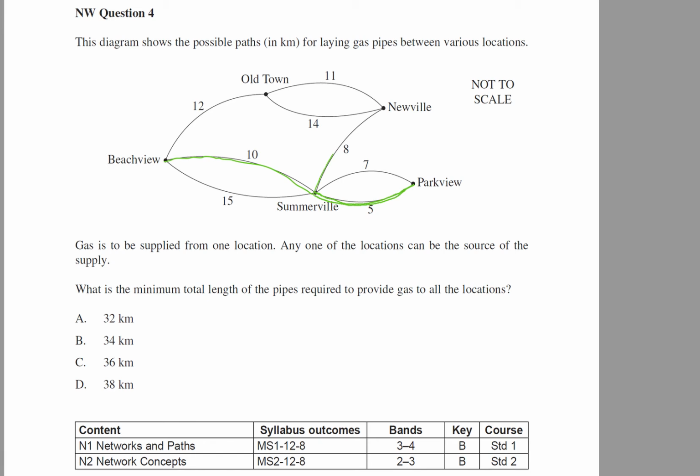We connect Newville, and then Old Town can be connected by 12, 14, or 11. So 11 is the shorter one. So 11 plus 10 plus 7, plus 8 plus 5 will give me 34. So that's the answer there.